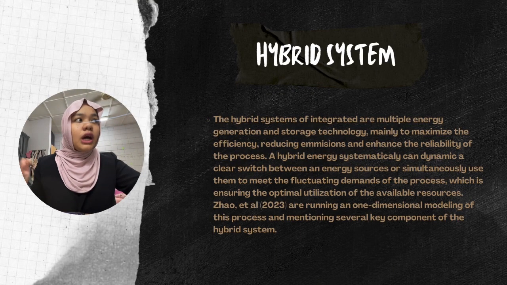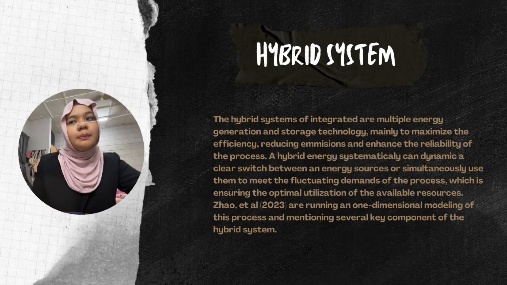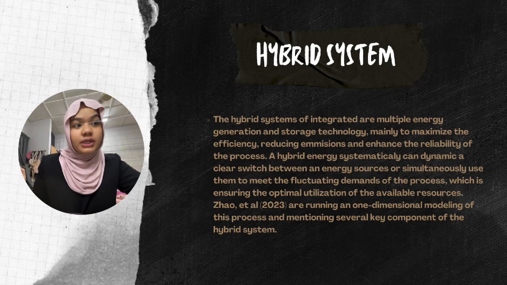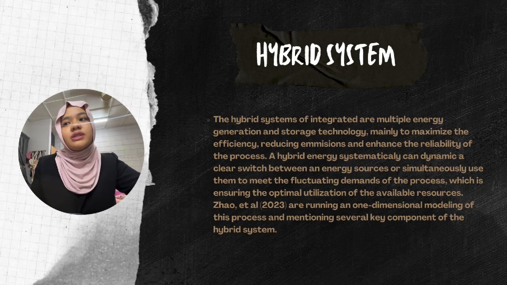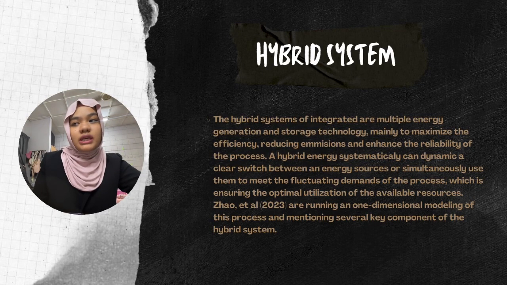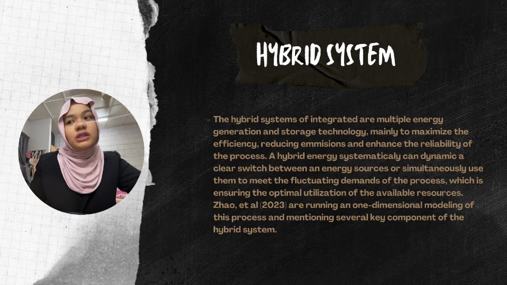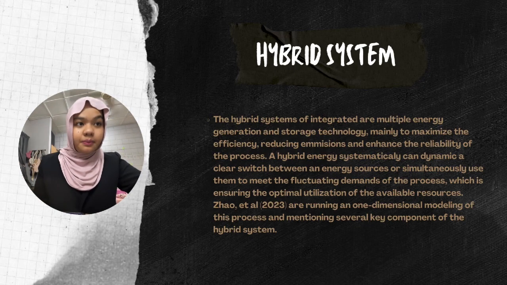The hybrid system itself is not commonly known, but it is pretty well known in the newest fields of SMR. The hybrid system integrates multiple energy generation and storage technologies, mainly to maximize efficiency, reduce emissions, and enhance the reliability of the process. This means hybrid energy can dynamically switch between energy resources or use them simultaneously to meet the fluctuating demands of the process, ensuring optimal utilization of the available resources, as explained by Zhao et al. 2023 in his journal, which ran one-dimensional modeling of this process and also mentioned several key components of the hybrid system itself. So using this hybrid system gives a lot of benefits, such as reducing emissions but also enhancing the reliability of the process, which has a good impact on SMR plants.